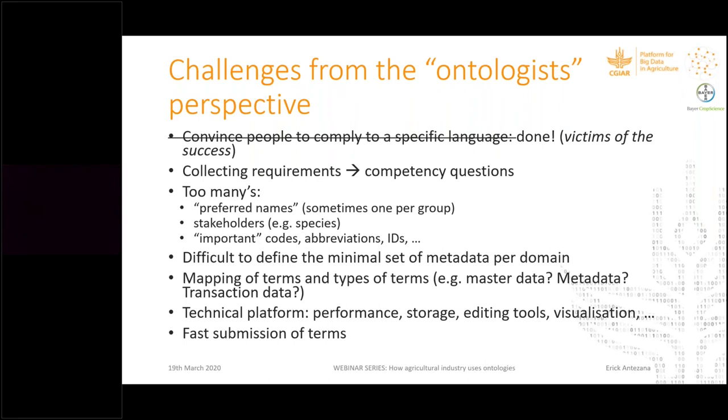There are several too many's. For instance, there are too many preferred names. Sometimes one group prefers one name, in contrast to a different group. There are also too many stakeholders that are just interested in specific domains like species. Too many important codes, because what is important for me might not be important for you. And this is not only for codes, it could be for abbreviations, IDs, and other kinds of things. Sometimes it could also be difficult to define a minimal set of metadata for a domain.